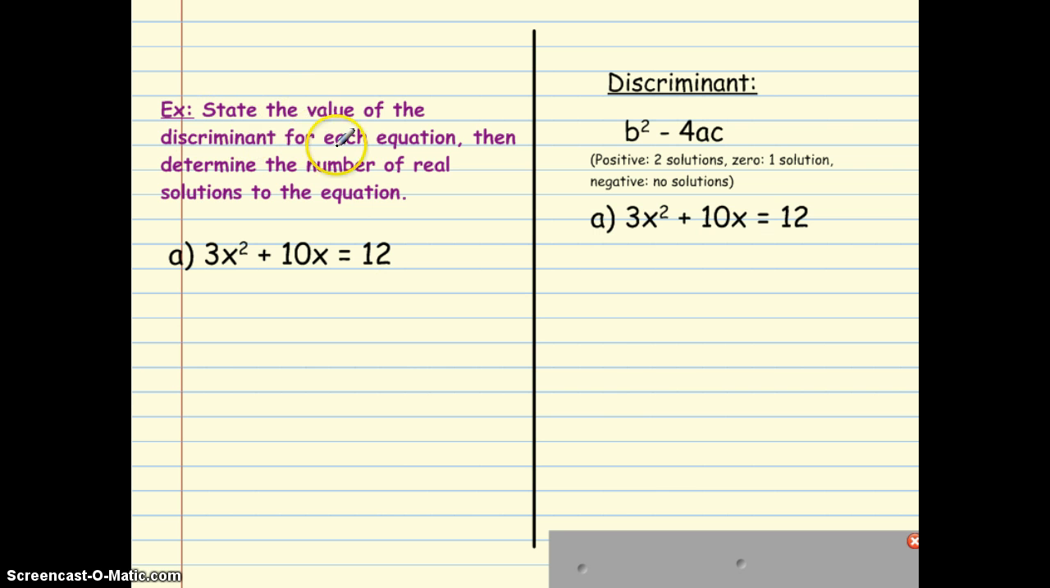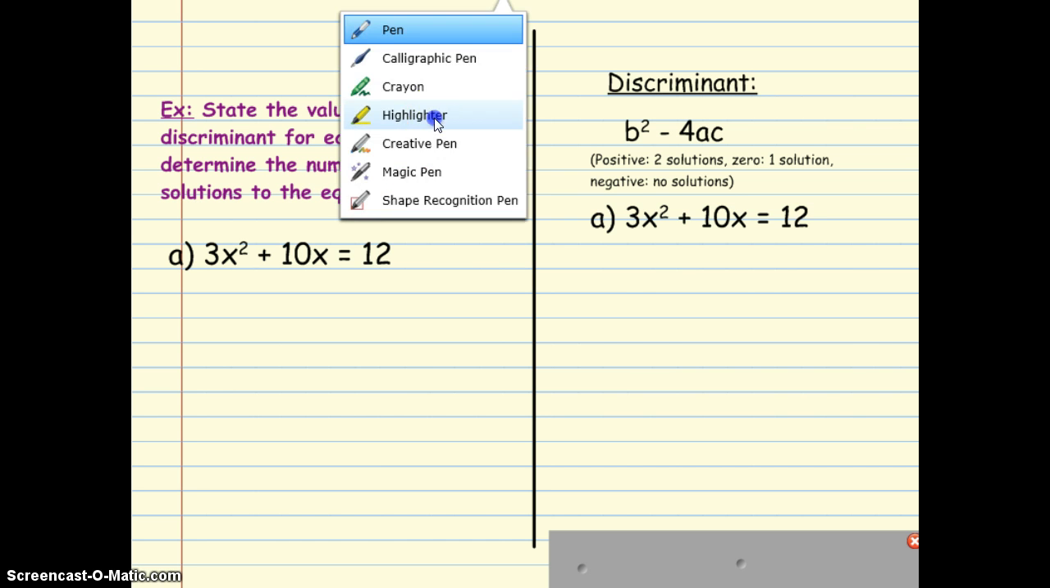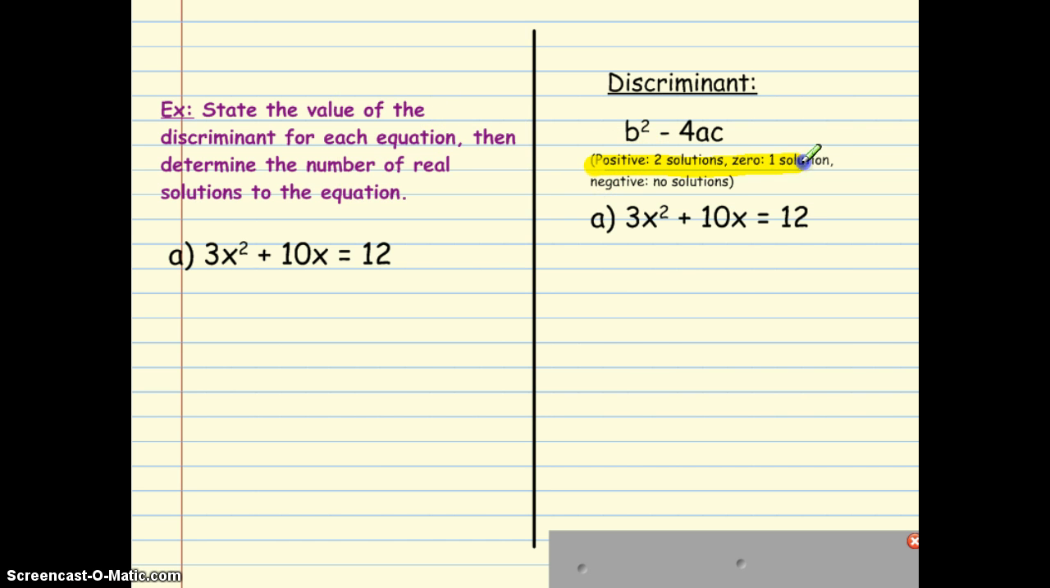We're going to state the value of the discriminant for each equation, then determine the number of real solutions. Again, just remember that if our discriminant's positive, there are 2 solutions. If it's 0, there's 1 solution. If it's negative, there are no solutions.